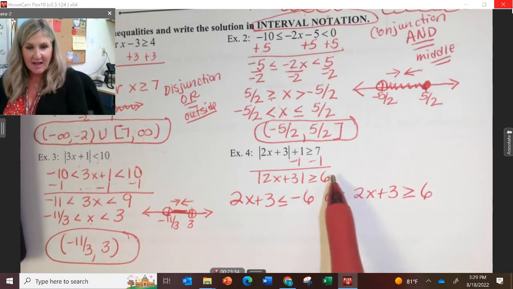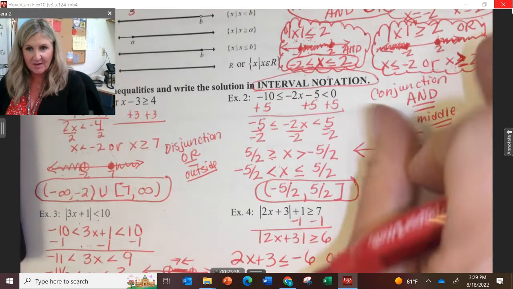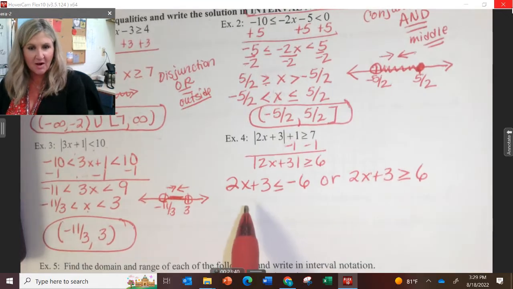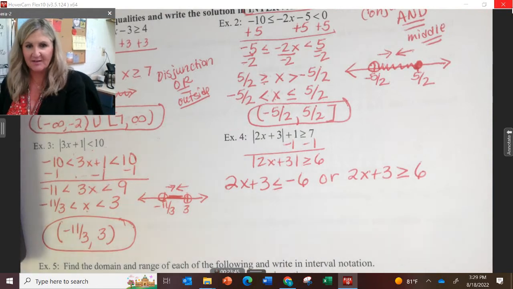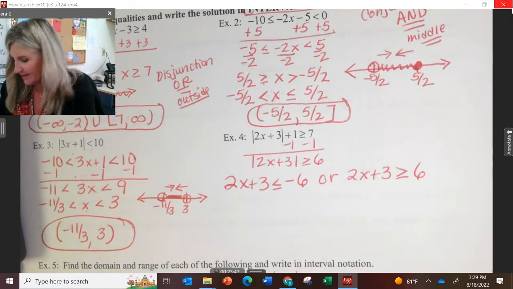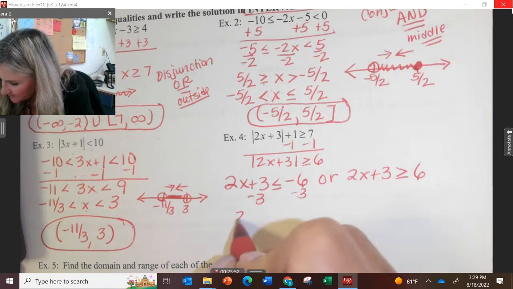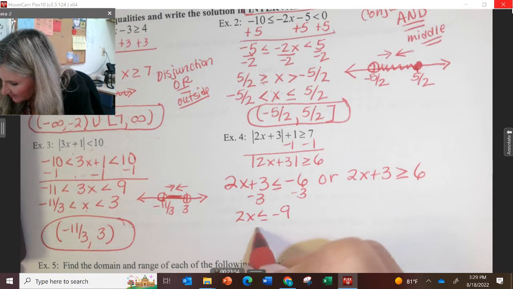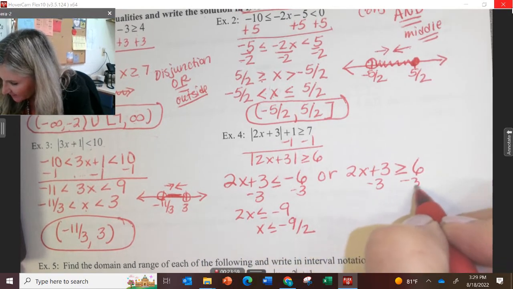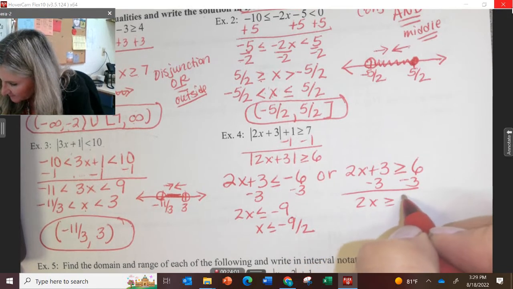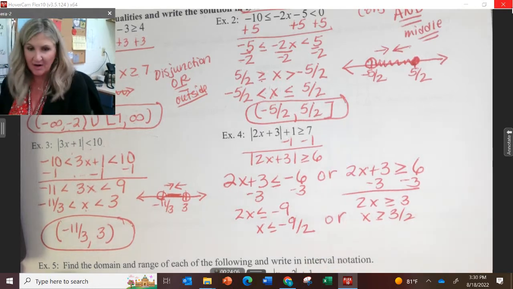So when I set these up and I change this sign, I have to change that direction too, because we're talking about those outer parts. It's an "or" problem. Whatever's inside of here has to be outside of that distance of 6 away. So now I'm going to solve this. I'm going to subtract 3. x has to be less than or equal to negative 9 halves. Subtract 3. So this is an "or" problem.